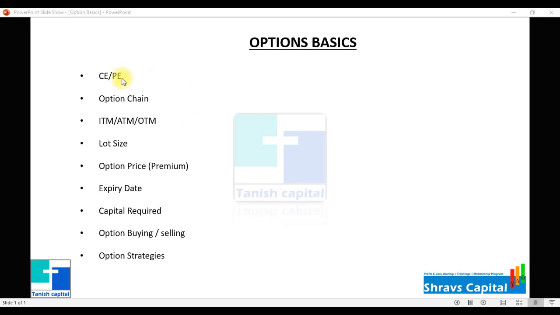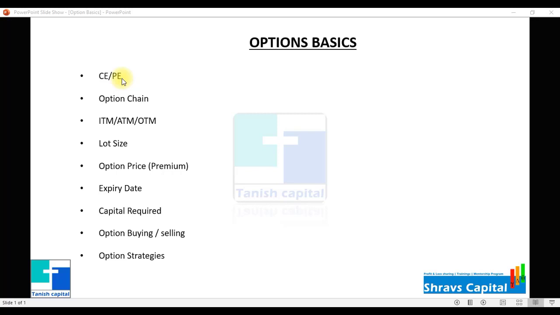So in simple terms, what is CE? Usually in the market, people frequently use the words bullish and bearish. Let's say you are seeing the stock TCS at around 2000 rupees and you think this TCS is going to move another 200 points, 300 points above this 2000 level in a few days.